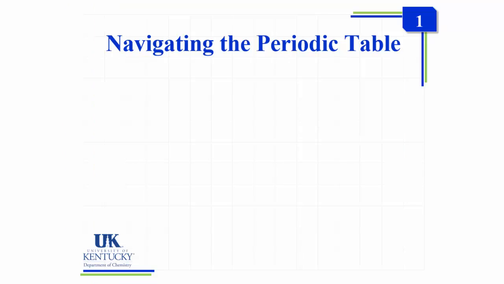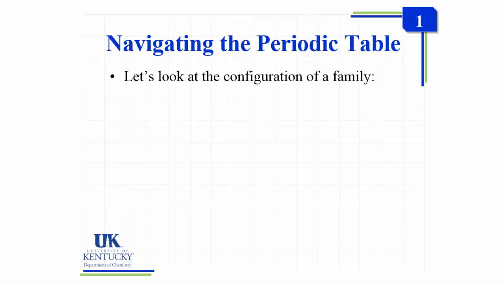In our first learning objective, we're going to be looking at the connection between the electron configuration of an atom and where it is located on the periodic table. Now, we have learned to use a periodic table to come up with the electron configuration, but we really haven't looked at the similarities of elements within a group, within a family. Let's look at a particular family. We're going to start by looking at the halogens.